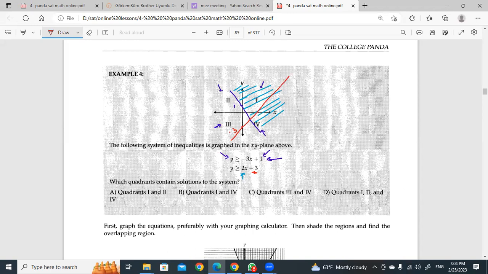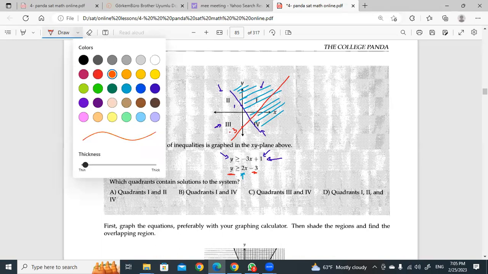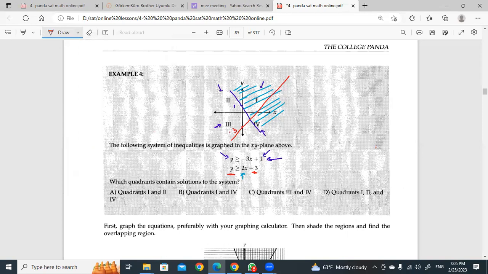Okay. And what about the y greater than? What is the meaning of y greater than? Above the line. It's above the line, like this. All of this, all of this, all of this. Okay. So, which quadrant will the solution be? Which quadrant will the intersection between the two areas be in?